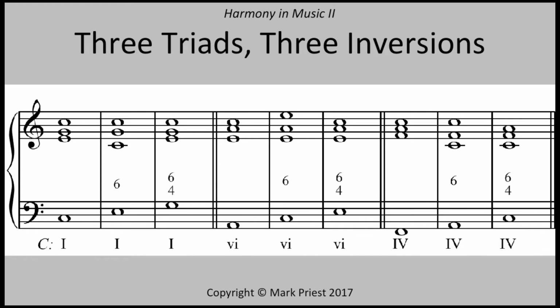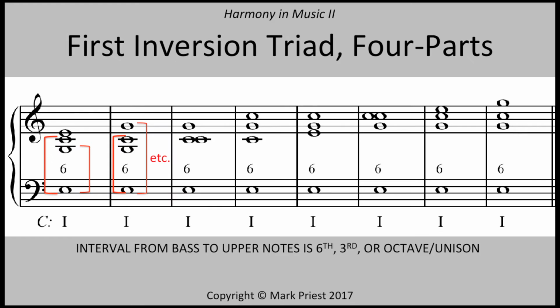Do not worry about the unusual doubling. We'll explain that in a moment. First inversion triads place the 3rd of the chord as the lowest note. In 4-part writing, the interval from this new bass tone to the upper notes is either a 6th, a 3rd, or an octave unison. See that figure 6 over the bass note?